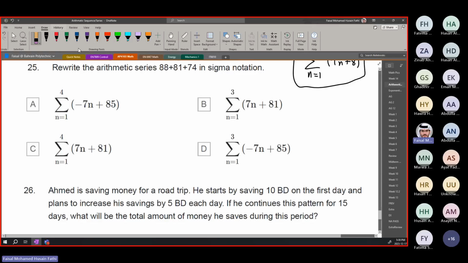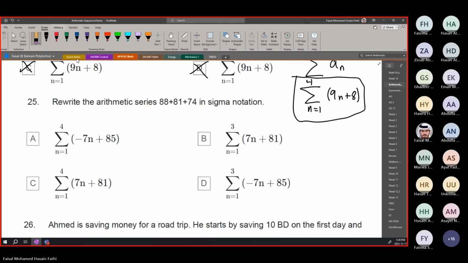Same exact concept here. Just by looking at this, we know we have 3 terms. We have 1, 2, 3. So our sigma is going to be from n equal 1 to n equal 3. So anything else is wrong. 1 to 4 is wrong. These are 1 to 3.